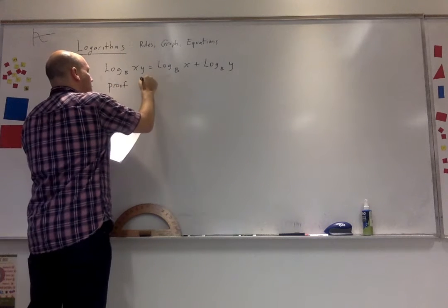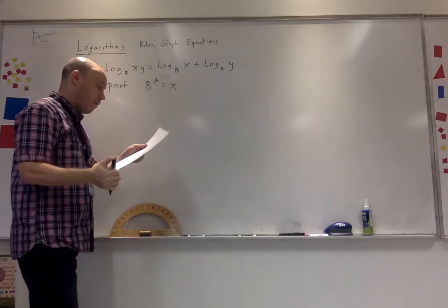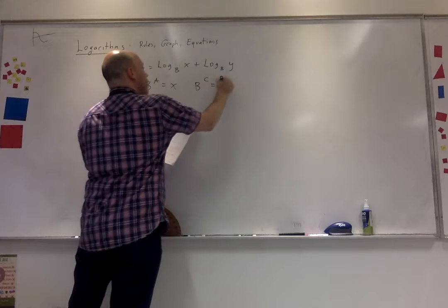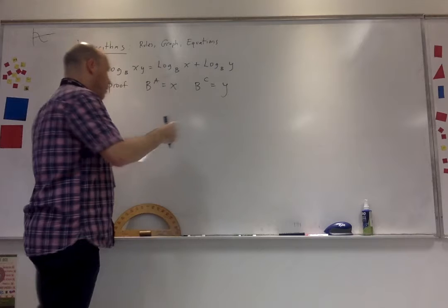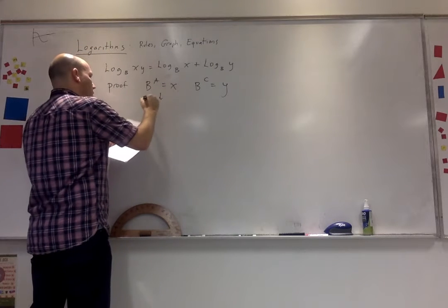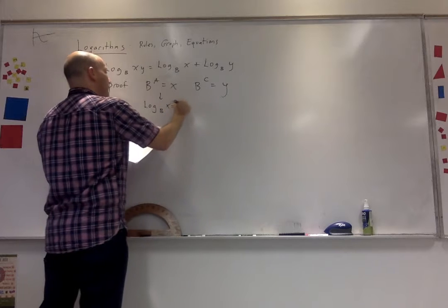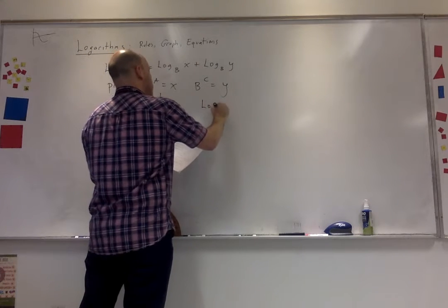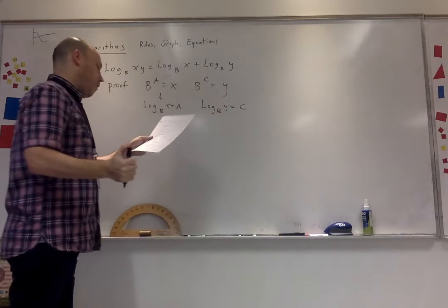So let's let b to the a equal x, okay? And we're gonna let b to the c equal y. So these are our givens, right? That means that log base b of x equals a, and log base b of y equals c, okay?